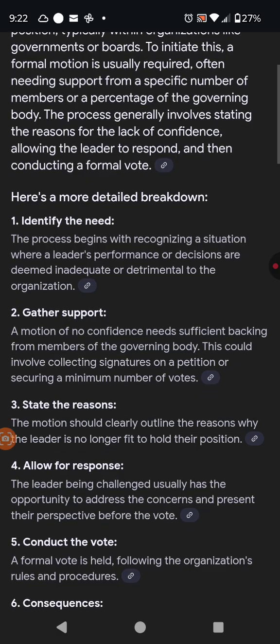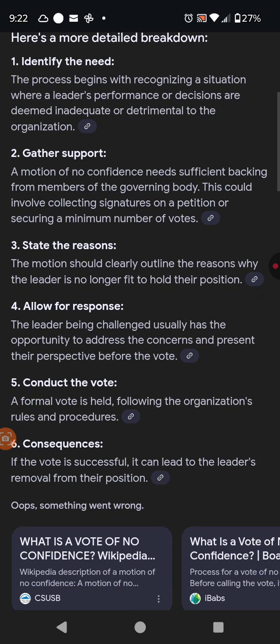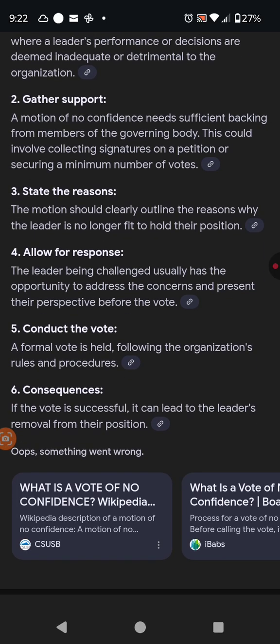Here is a more detailed breakdown. Identify the need. The process begins with recognizing the situation where a leader's performance or decisions are determined inadequate or detrimental to the organization. Gather support. A motion for no confidence needs sufficient backing from members of the governing body. This would involve collecting signatures on a petition or securing a minimum number of votes.